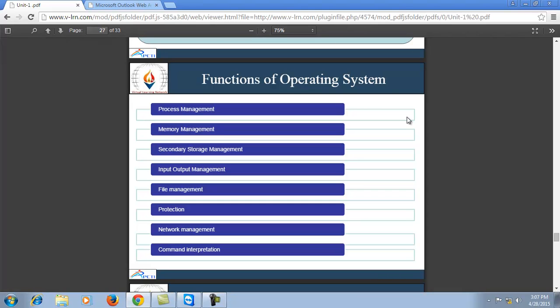Next one is input output management. It takes input by the keyboard and mouse, and generates output in the form of a monitor display or on the desktop, and if we are giving some command, it can generate that kind of output as a physical copy by the printers.